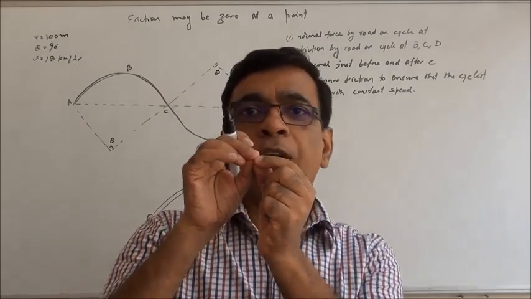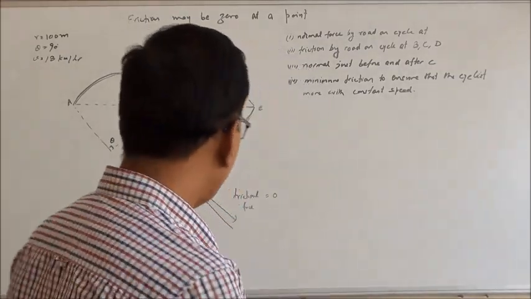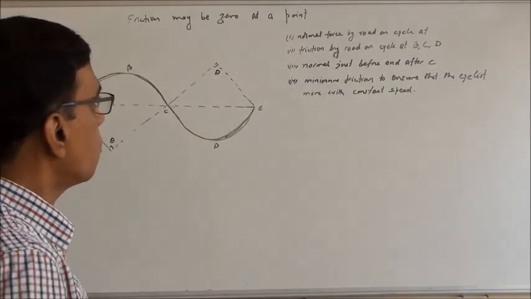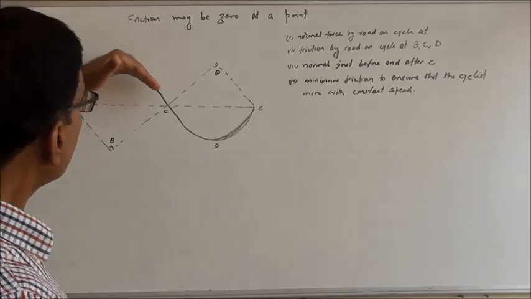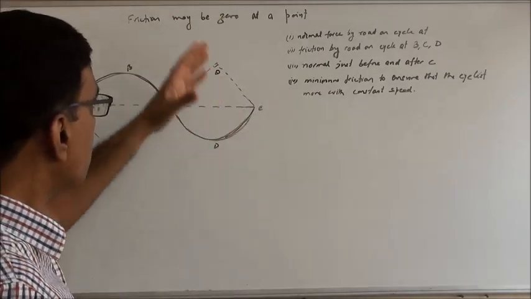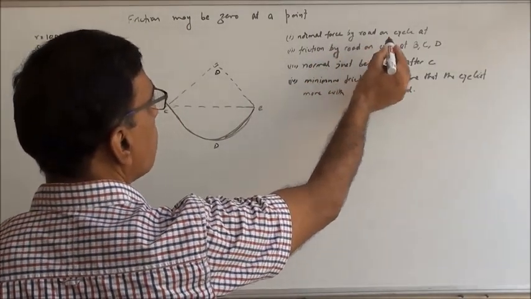At one particular point the body does not have any tendency to slip, so it will be taken as zero. Now keeping this in mind, let us solve another problem. It's just like a speed breaker, and we will find out the normal reactions and the frictions at different points. The first says to find out the normal force by road on the cycle.